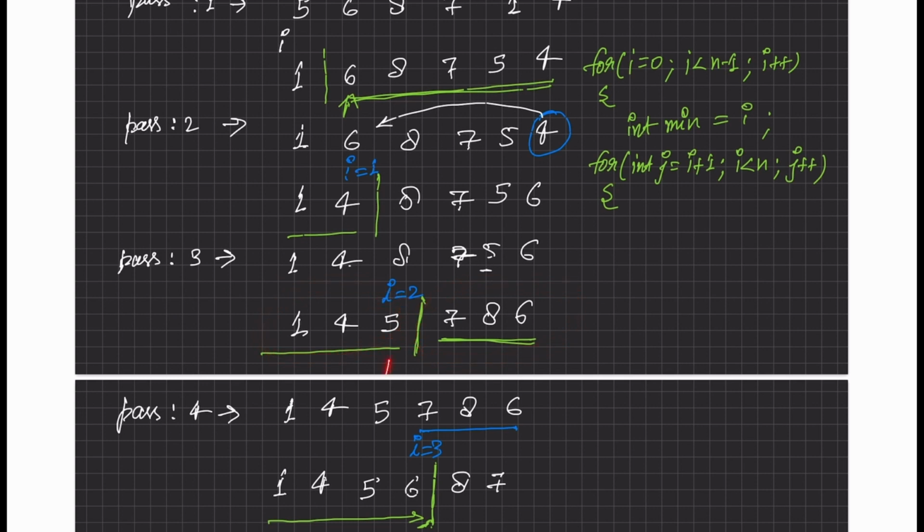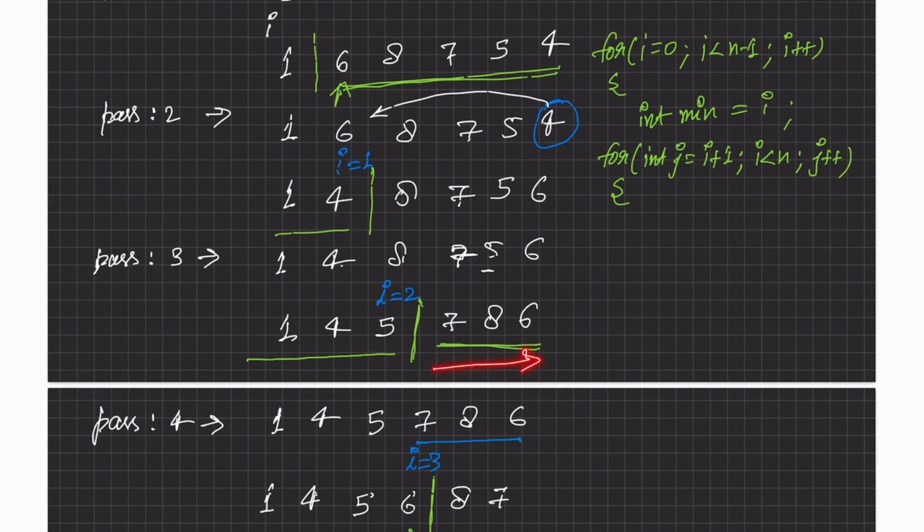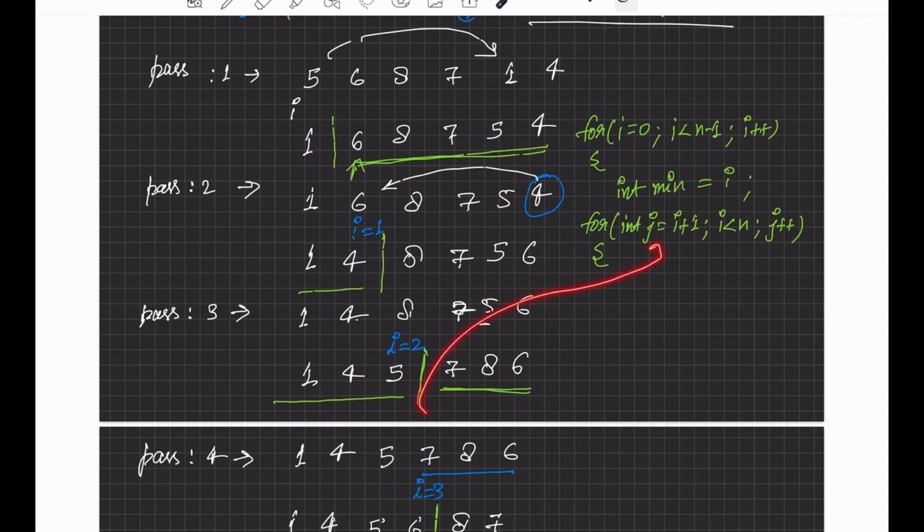That means after sorting this part of the array, we are going to search the minimum element from this position. That means if this is I, then we are going to search the element from this position, which is equals to I plus 1, till the last element. So I have written this loop for that.